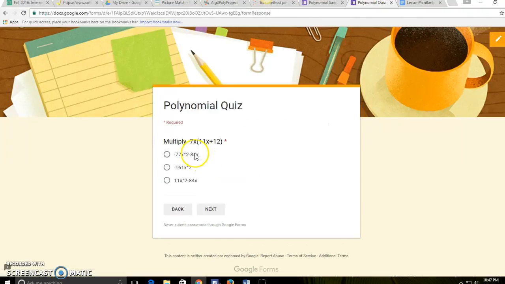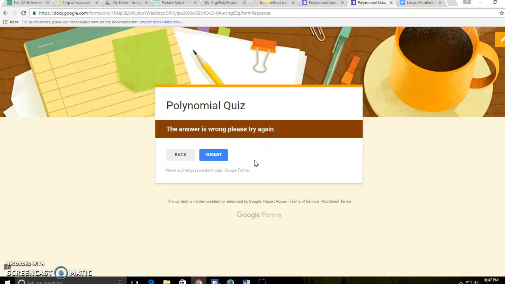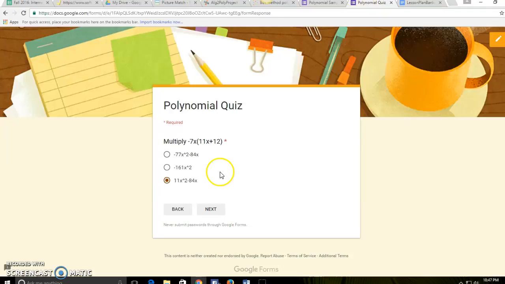And the beautiful thing about this practice quiz is this: if I get the answer wrong, so I know the correct answer, but I select the wrong one, it stops me. This answer is wrong. Please try again. So this forces the students to go back and try it again and gives them that immediate feedback.